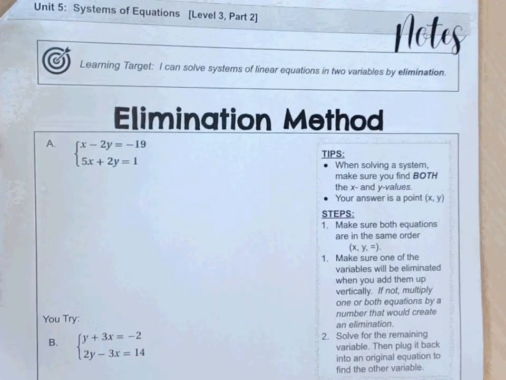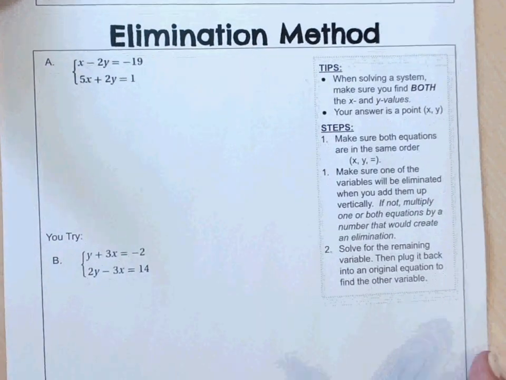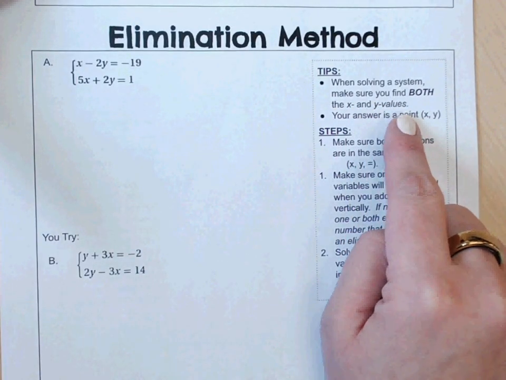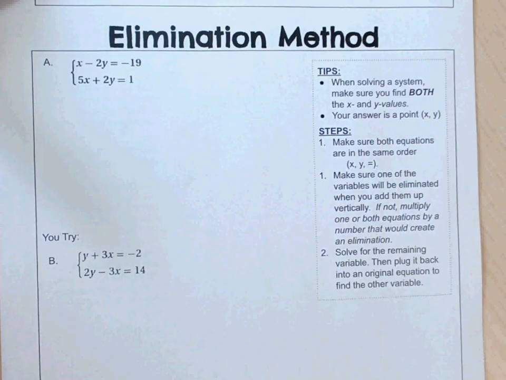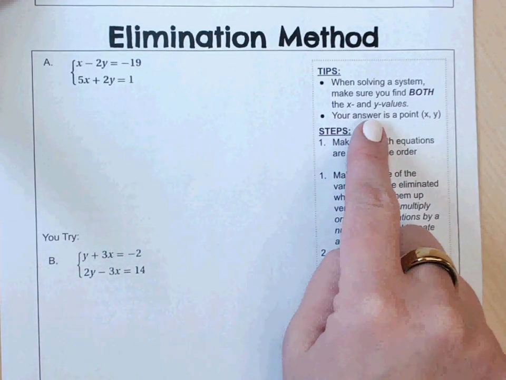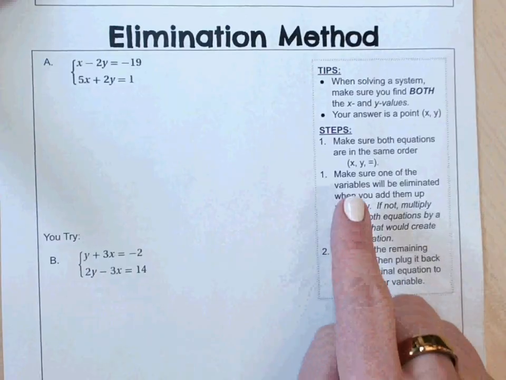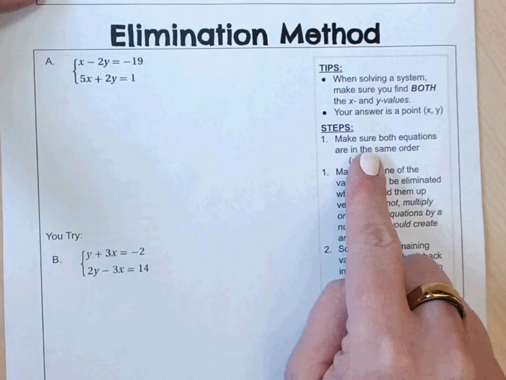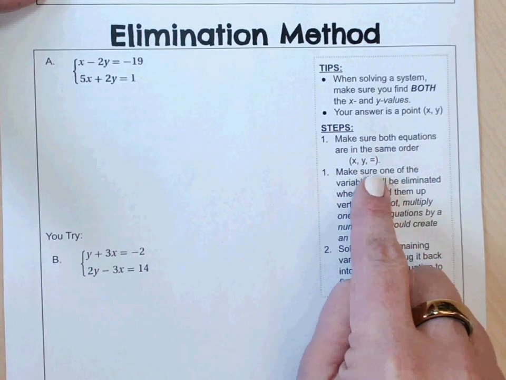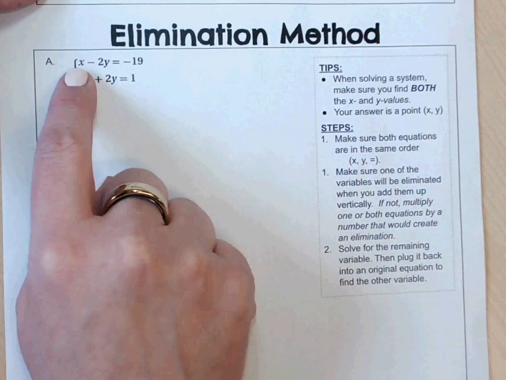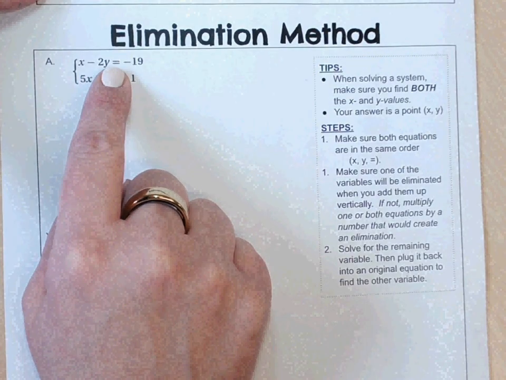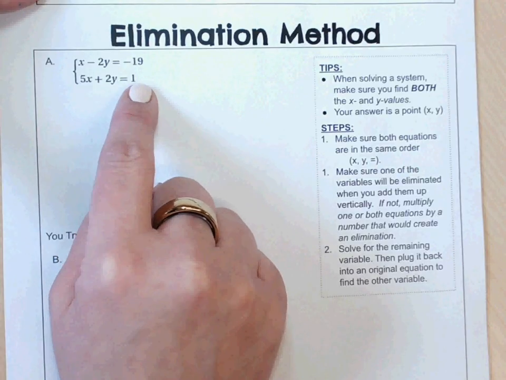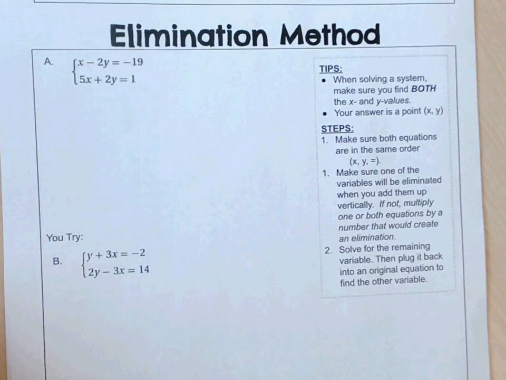Next page. The elimination method. Tips: make sure that you are solving for both the x and the y values and that we put our answers in the form of x comma y, written as a point. Here are some steps to help make sure that you can use the elimination method correctly. Step 1, make sure both equations are in the same order, x, y, equal sign. Here I've got the x term, y term, equal sign, normal number. X term, y term, equal sign, normal number. Both equations are in the same order.